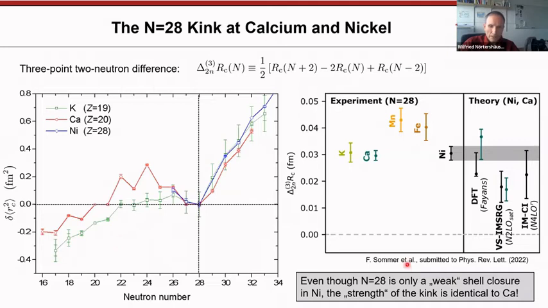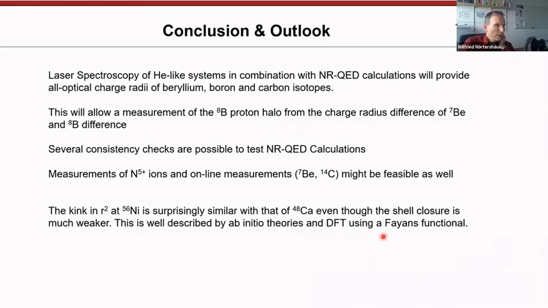So even though n equals 28 is only a weak shell closure, the strength of the kink is identical to calcium. But that is something I would like you to carry home. So this has been recently submitted to Physical Review Letters. And with that, I come to the conclusion.